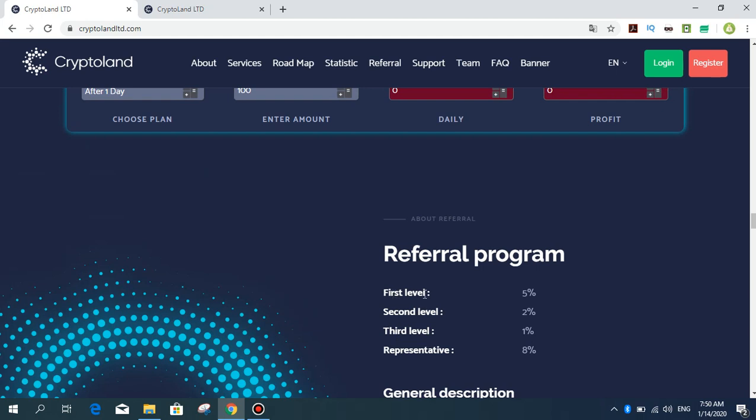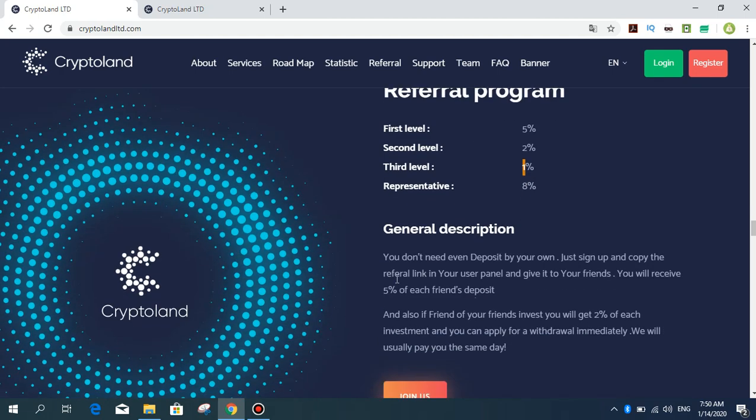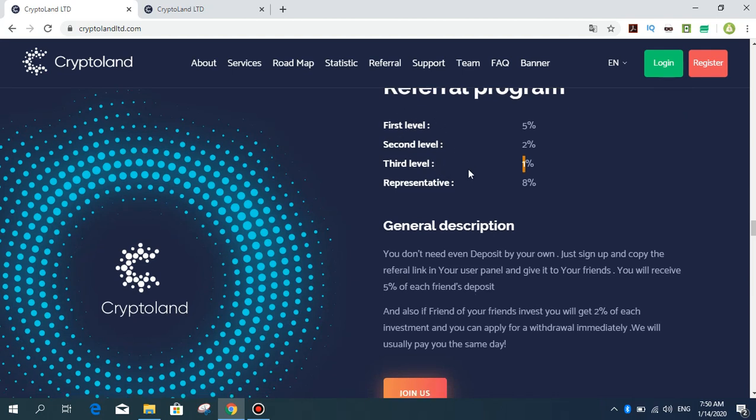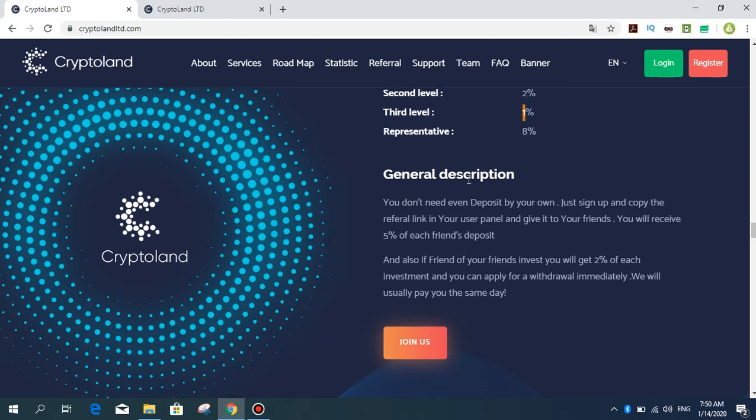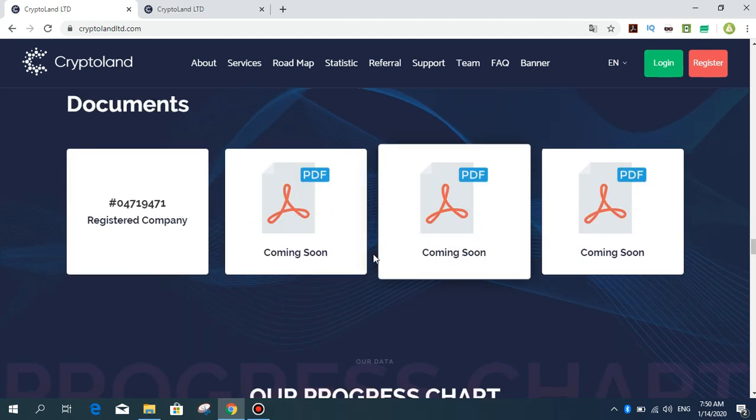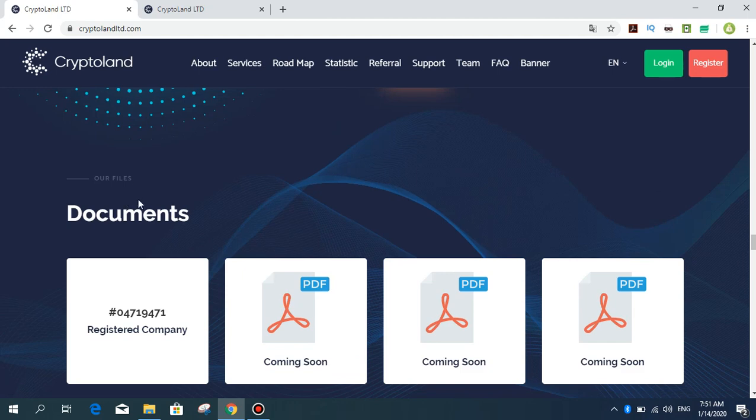Referral program: first level 5%, second level 2%, third level 1%, and all levels are in the affiliate system. You can see the general description in this area. You don't even need to deposit on your own. Just sign up and copy the referral link in your user panel and give it to your friends. You will receive 10% of each of your friends' deposits, and also when friends of your friends invest, you will get 2% of each investment, and you can apply for a withdrawal immediately. And other details are in the document.